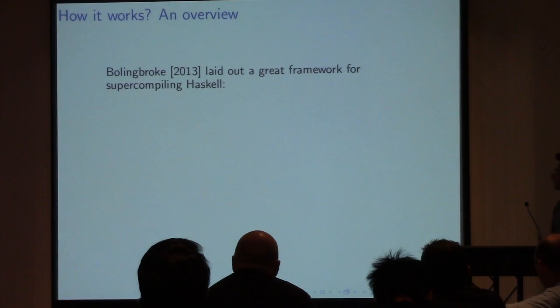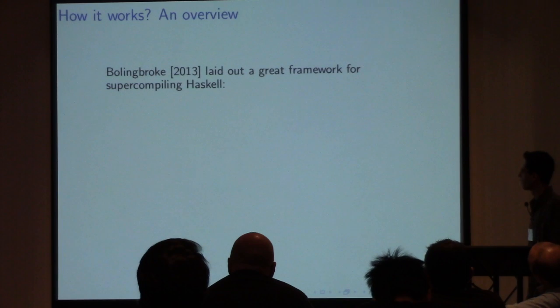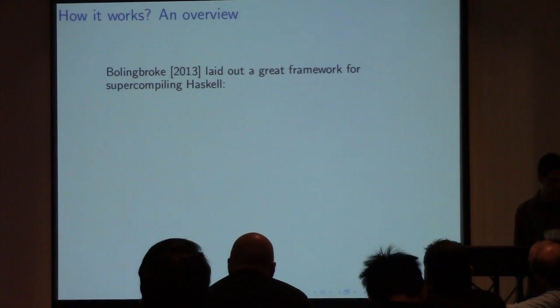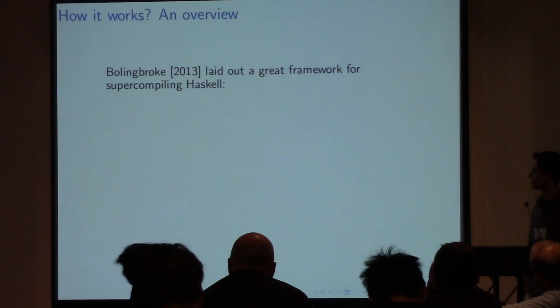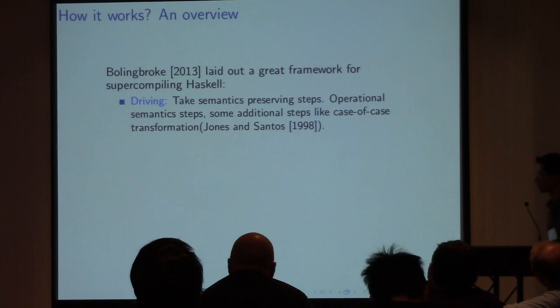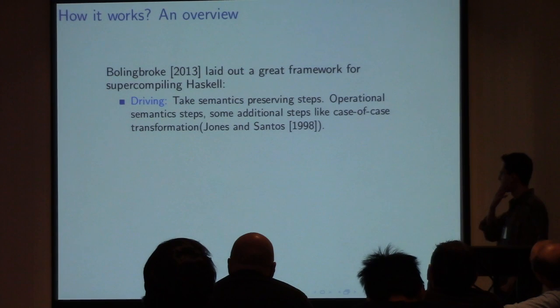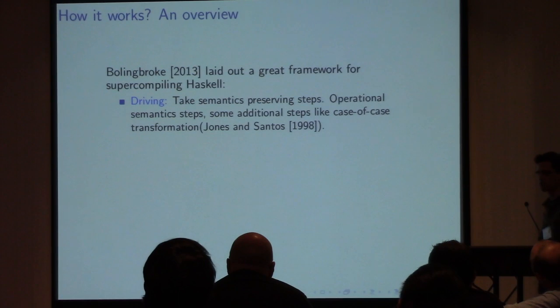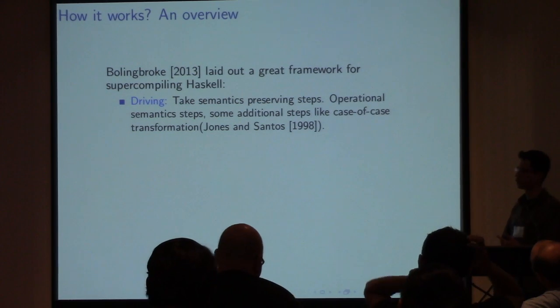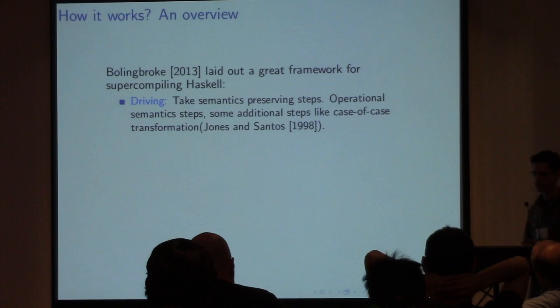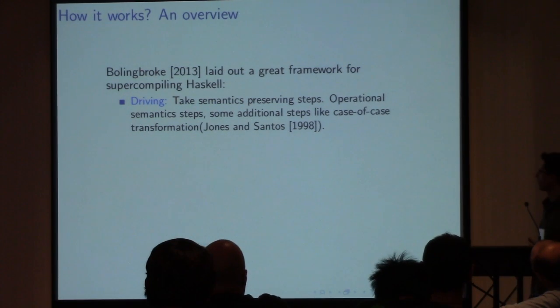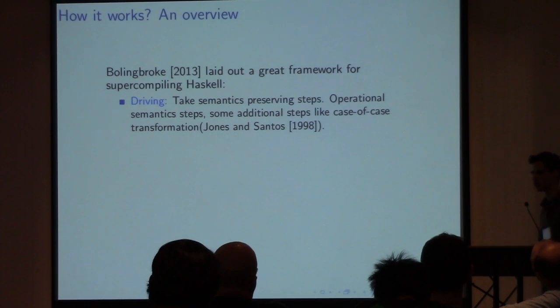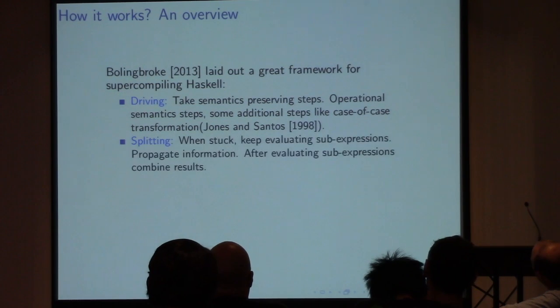That PhD thesis from 2013 laid out a great framework for supercompiling, and it describes supercompilation in terms of these steps. The first step is driving, and in that step we take semantics-preserving steps. Sometimes these are operational semantic steps, like beta reduction, and if we know the constructor in a case expression, then we choose the branch. It also does additional steps like case-of-case transformation, which leads to a lot of other optimizations.